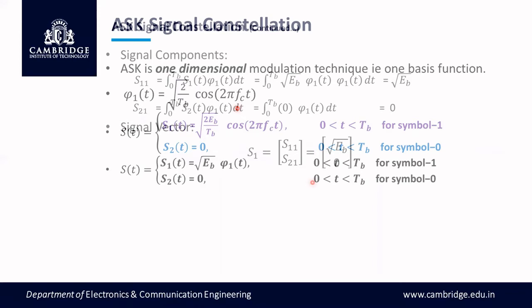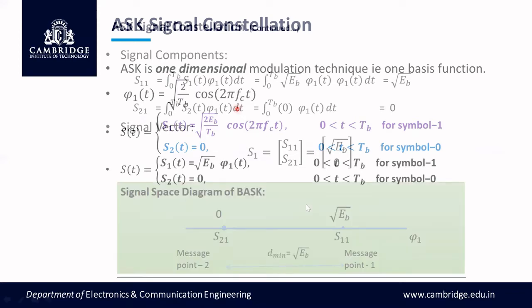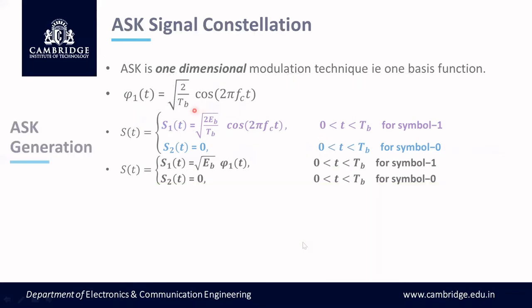The same signal can be used as the basis function. In the signal space diagram, we can also use sine 2 pi f c t, once again given here, just to go through these values, not from 0. But look at this amplitude part. Now let us look into the generation of the ASK signal. That means the ASK transmitter.